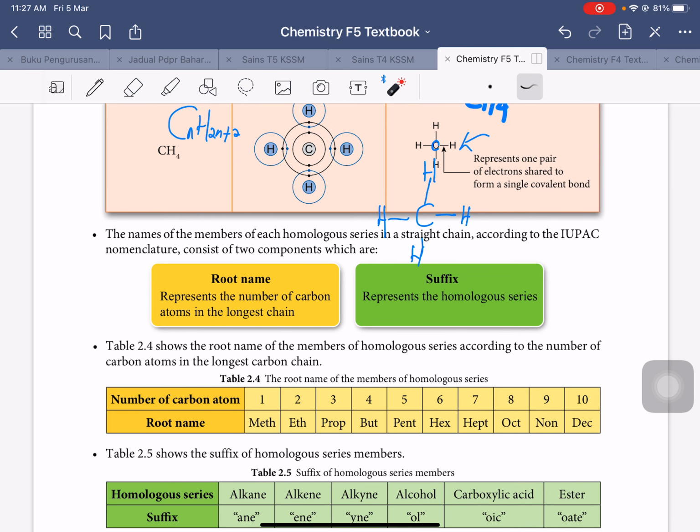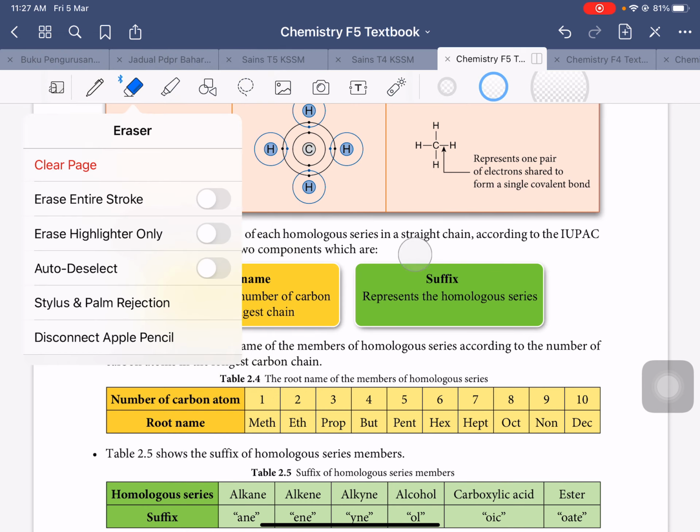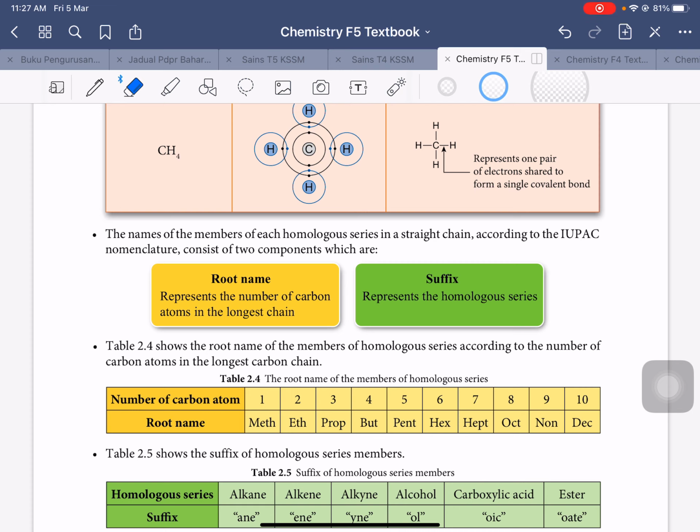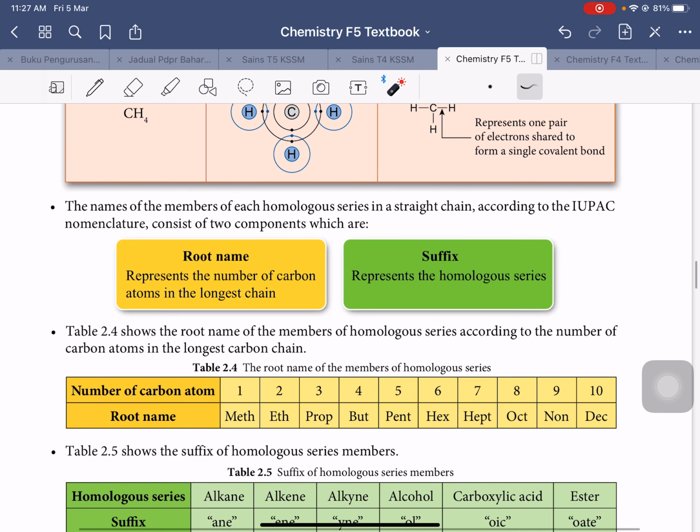Okay, root name. The name of the members of each homologous series in a straight chain according to the IUPAC nomenclature consists of 2 components. Ada 2 lah nama dia. Root name represents the number of carbon atoms in the longest chain, and also the suffix name. So apa maksud dia di sana?